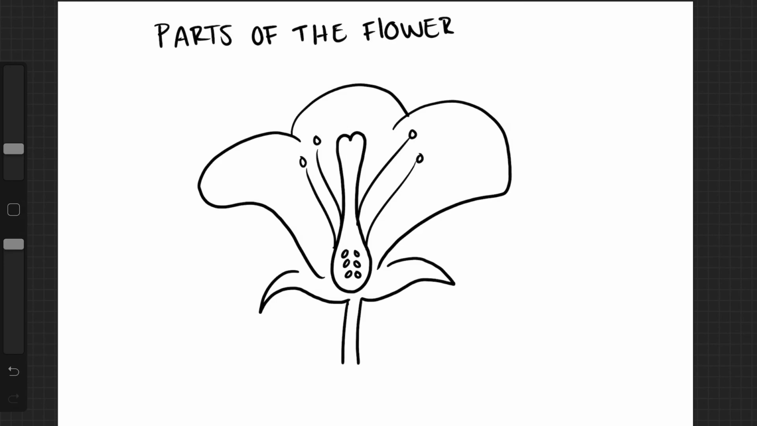Today is a quick review of the parts of the flowers. We're going to go ahead and jump right in. And the first part we're going to talk about is the petals. These we should be pretty familiar with. They're what give the flower its beautiful, unique shape, and they are very colorful. This is important because this is going to attract little pollinators like little bees or little butterflies.